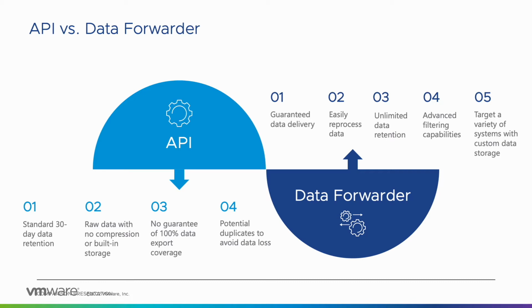time during investigation. Lastly, and this is my favorite because I'm type A and I get way too excited about organization, the data forwarder allows you to send data to different folders to target a variety of systems and organize your Carbon Black Cloud data to meet the needs of your organization.